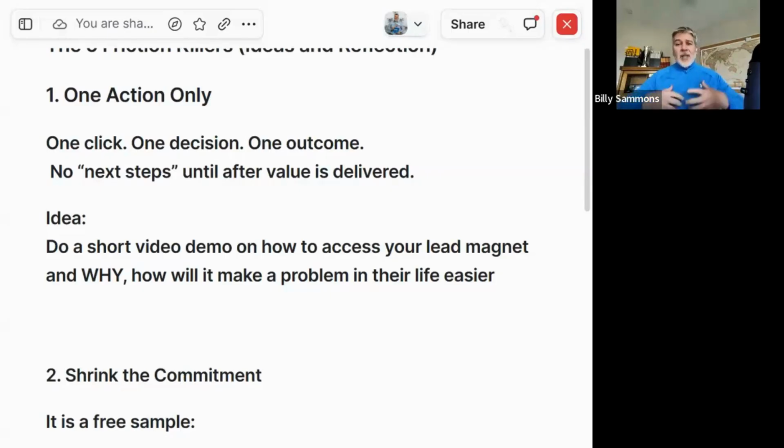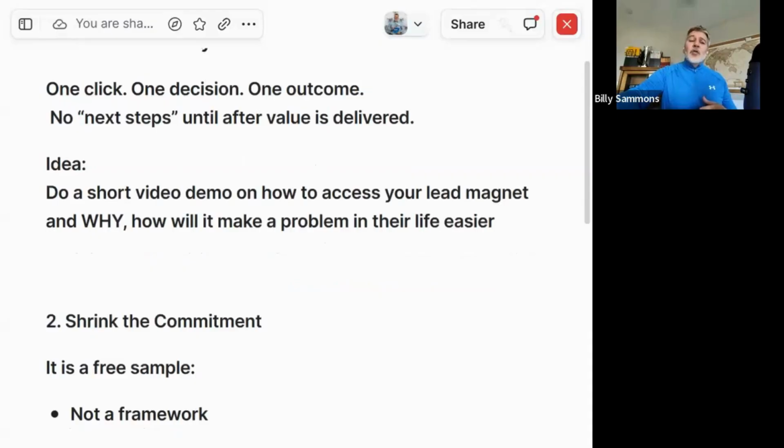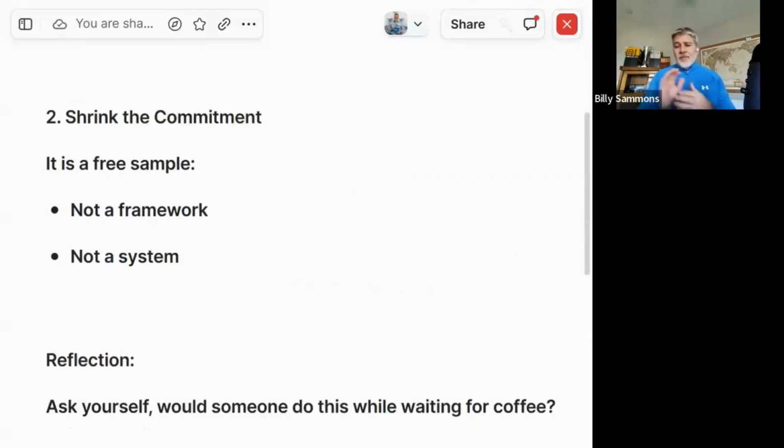You already have them revved up. They already know what they're doing, what they're getting themselves into. It'll help you focus on a certain kind of audience member, which we're going to get to later as well. So make it super specific. One thing, this is what I want you to do. Here's a demo, why you should do it. Remove that bit of friction.